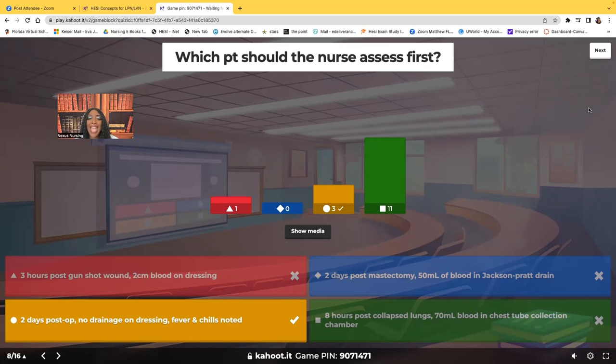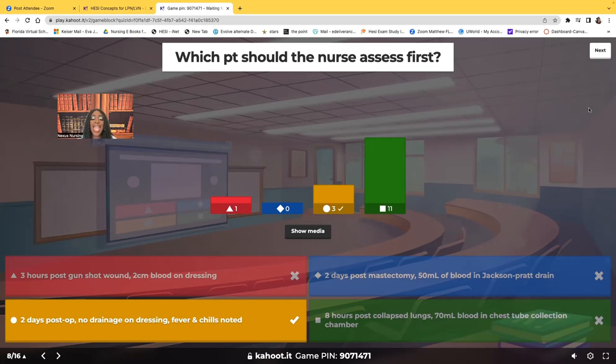There's nothing on that that would make me say, let me run to this patient or let me call the healthcare provider. The second one, 2 days mastectomy. Okay, 2 days post surgery. They have 50 mLs of blood in the Jackson Pratt. That's good. We expect that. We expect that type of drainage. Nothing wrong with that. Why am I running to assess them first?